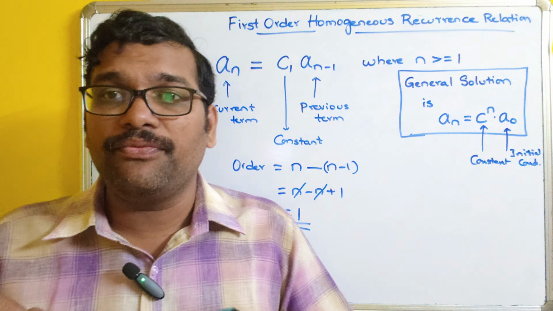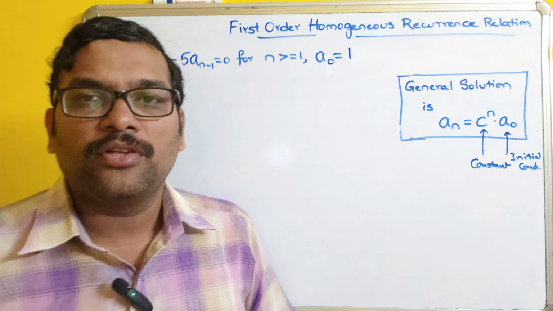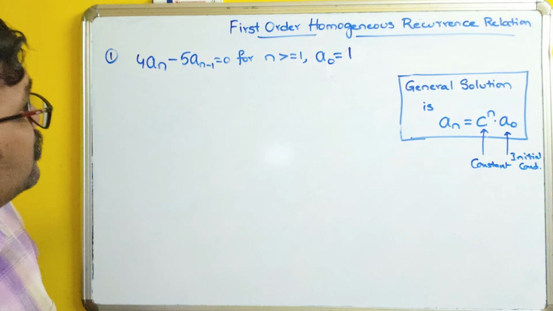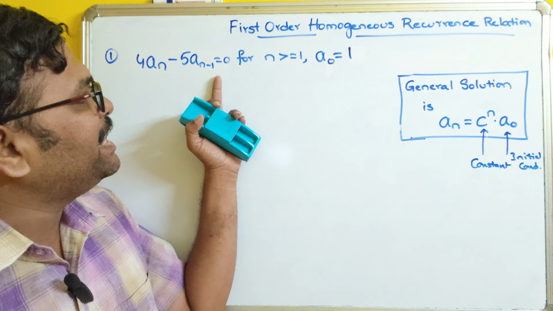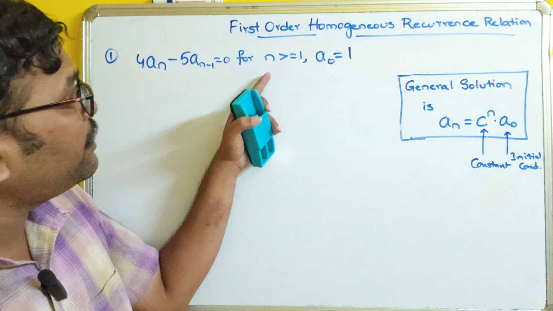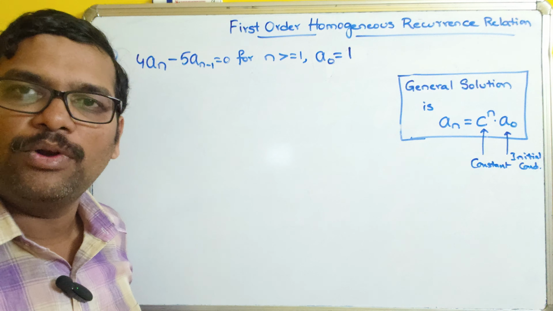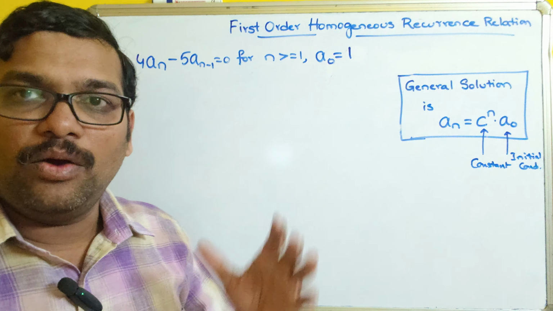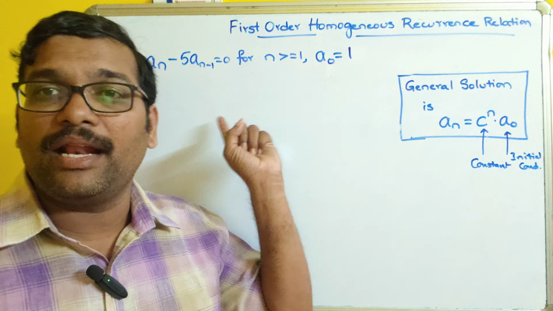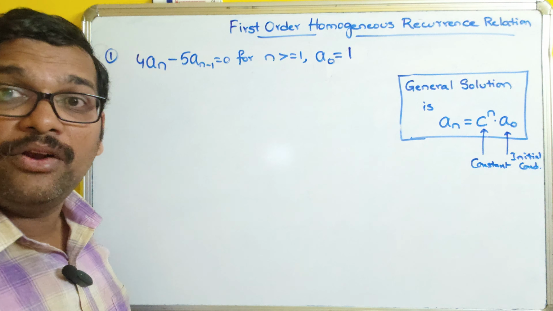Now let us solve a few examples on the first order recurrence relation. So let us solve this problem, first one. 4an minus 5an minus 1 is equal to 0 for n greater than or equal to 1, and the initial condition is given a naught equal to 1. For this particular equation, we need to solve this recurrence relation. Now first we have to find out the order. How can we find out the order?